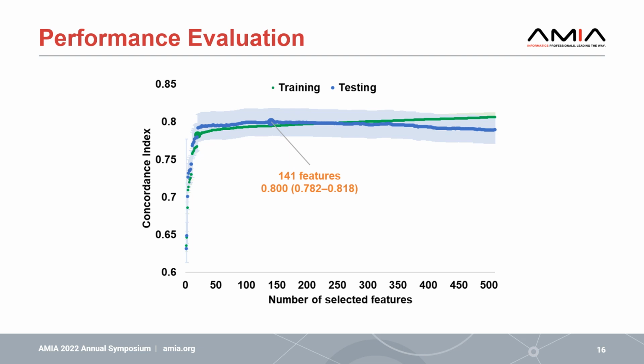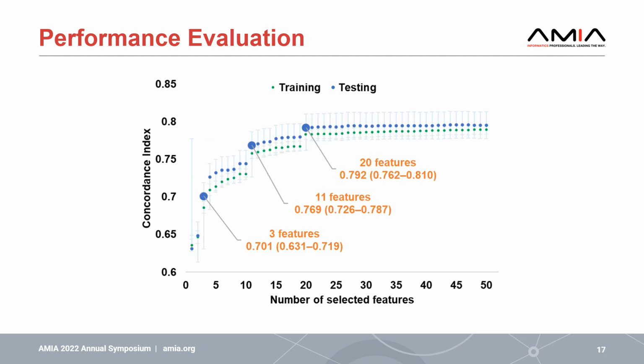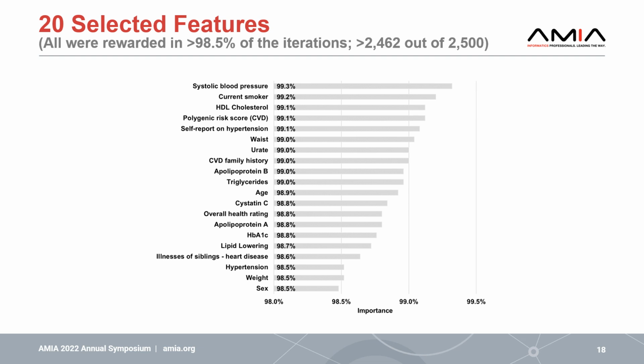And that's a little bit better than the results of the folks from the Broad. If you look closer at the smaller number of features that were selected, you can see that even with a small number of covariates, you're able to achieve a pretty high prediction performance. For example, with 20 features, 0.792, which could be very useful.